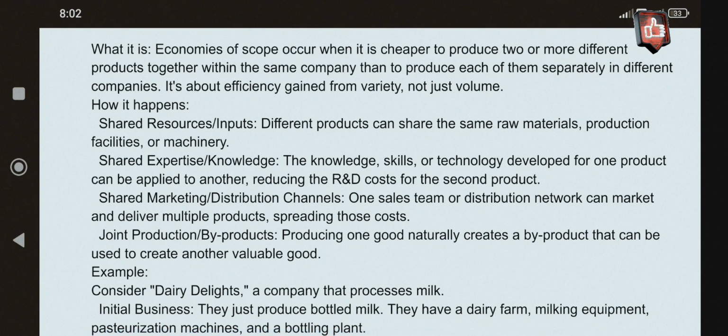Economies of scope. Getting cheaper by producing a variety of things. What it is: economies of scope occur when it is cheaper to produce two or more different products together within the same company than to produce each of them separately in different companies. It's about efficiency gained from variety, not just volume.